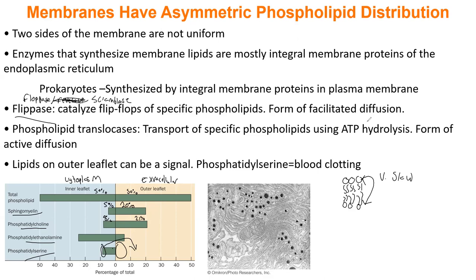So that's facilitated diffusion. That actually doesn't take any energy. You also have translocases, which will move phospholipids using ATP. So for example, phosphatidylcholine, if you want to move it from the inner leaflet to the outer, you're moving it from low concentration to high concentration. Unfavorable when it comes to entropy, right? You're making something more ordered by doing this. So you're taking an entropy penalty.